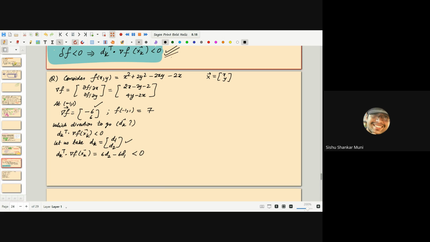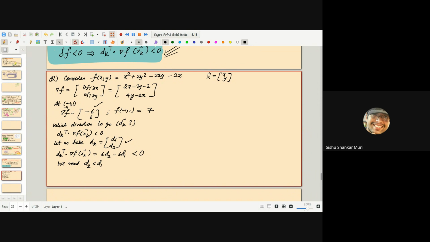This is what we have been discussing so far, the highlighted ones. So what does it mean? It means that we need d2 less than d1 if we want to achieve minimization. You cannot go in any other direction you want. You have to go in a direction such that the second component of the direction vector is smaller than the first component. d2 less than d1.